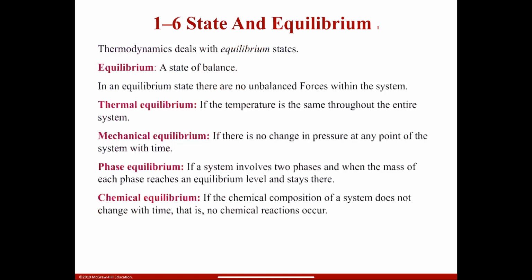So mechanical equilibrium: if there's no change in pressure at any point of the system with time, that will depend on mechanical devices, as we call them. Phase equilibrium: if a system involves two phases and the mass of each phase reaches an equilibrium level and stays there. Okay, it's pretty much how you see the configuration stays the same. The configuration of a substance stays the same as soon as it reaches that equilibrium level. Chemical equilibrium: if the chemical composition of a system does not change with time, that is, no chemical reactions occur.